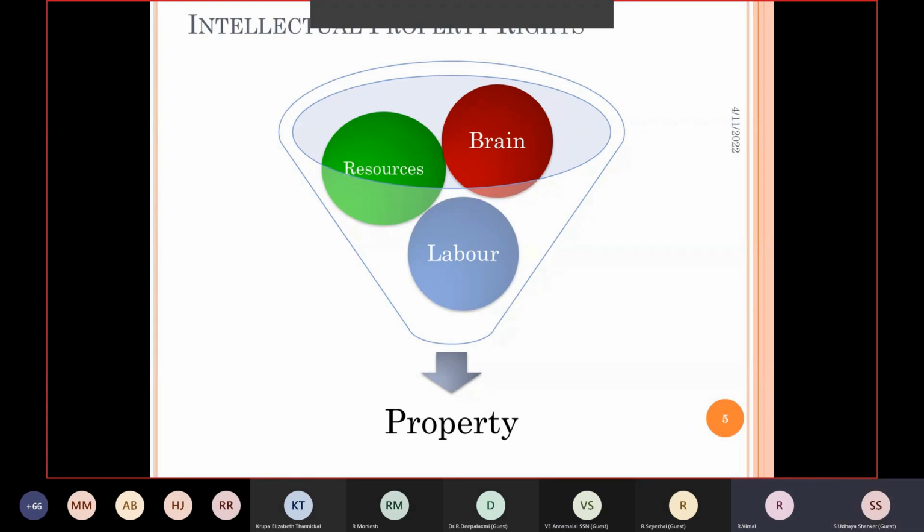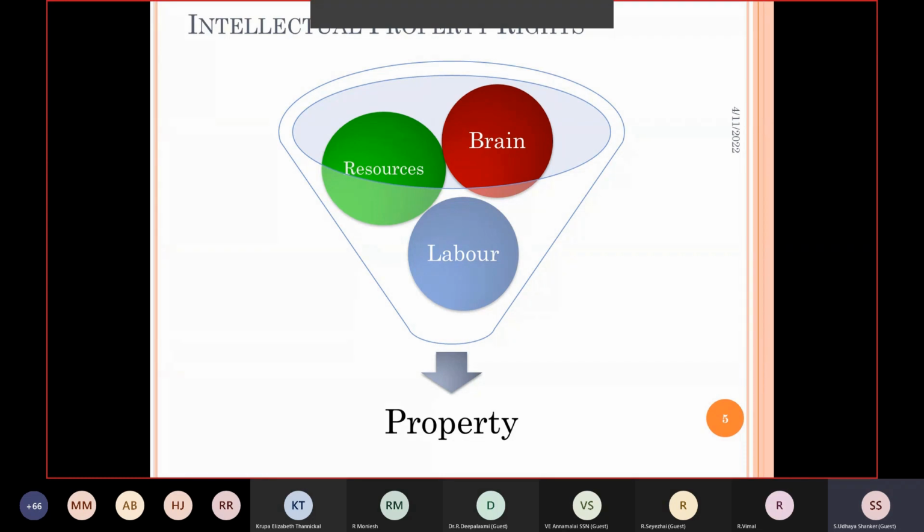So, intellectual property rights. We have three balls. Out of that, the green color is resource. So buying any property, you need some resource. If you want to buy a car, or a house, you need a resource. Resource means some money. Then labor. You have to add your labor. You have to work for that.